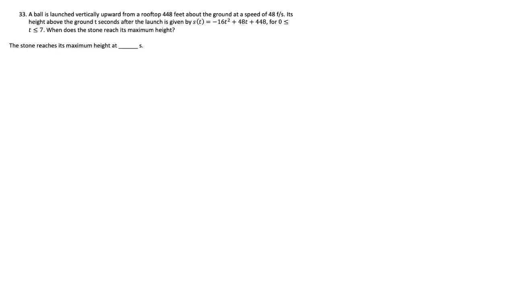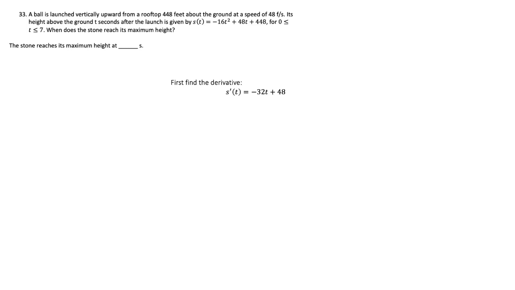A ball is launched vertically upward from a rooftop 448 feet above the ground at a speed of 48 feet per second. Its height above the ground t seconds after the launch is given by S of t is equal to -16t squared plus 48t plus 448 for t between 0 and 7. When does the stone reach its maximum height?